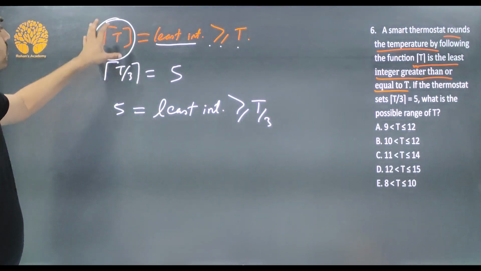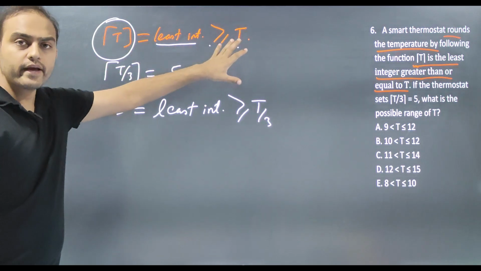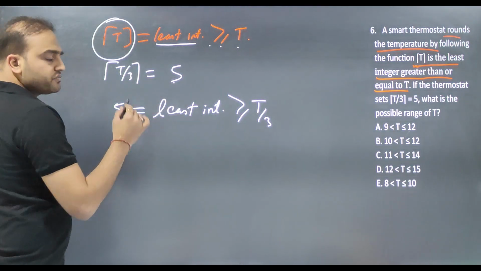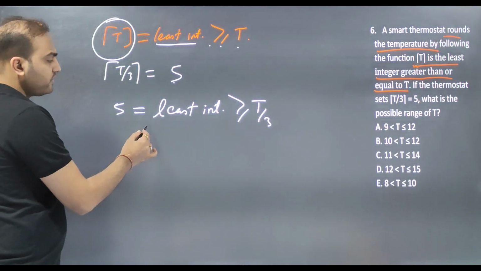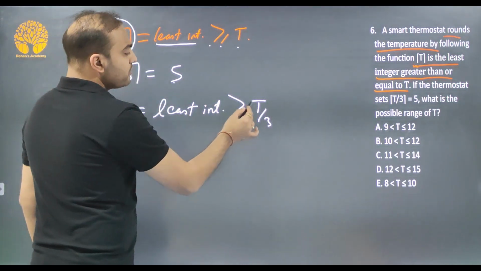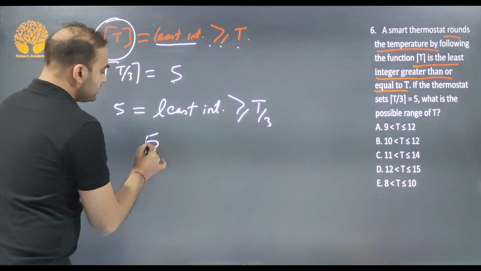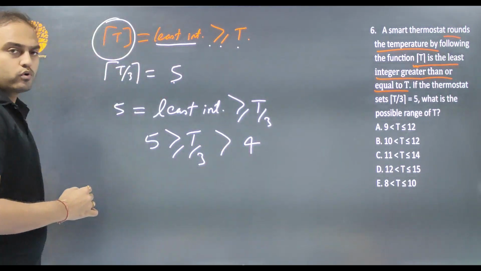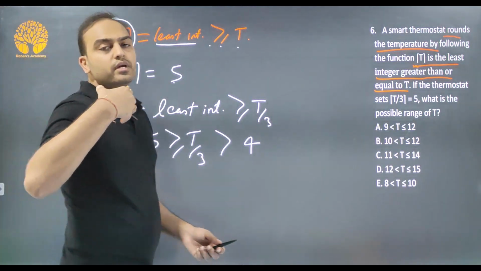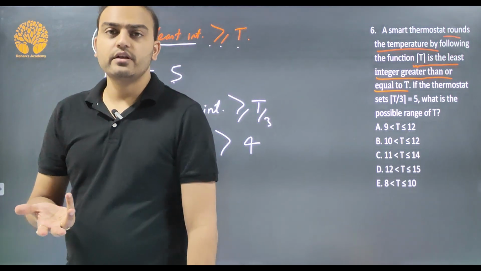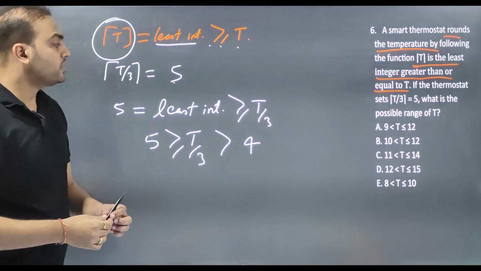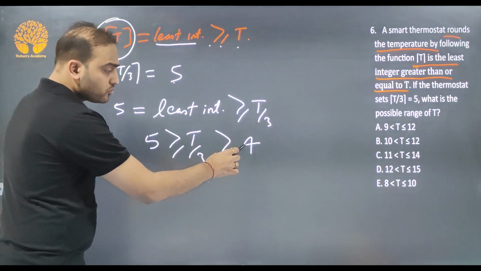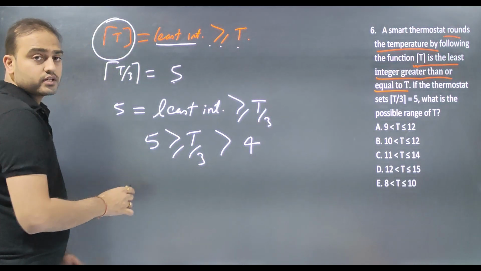Again, what did I do? In place of the definition, I just plugged in the values. The answer here is 5. So 5 is least integer greater than or equal to t by 3. Since 5 is the least integer, t by 3 can be 4.9, 4.8, 4.7, so it can go up to 4.1. T by 3 cannot be 4 because then the least integer will become 4 itself. So I know t by 3 has to be greater than 4 because 5 is the least integer which is greater than t by 3.